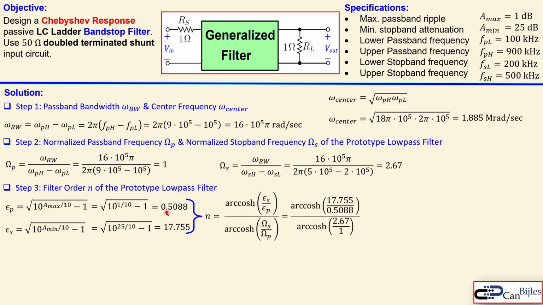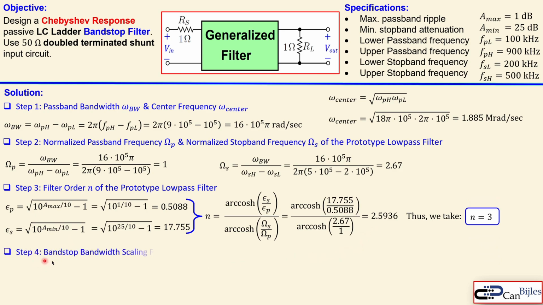When you now substitute the values we calculated in step 2 for omega p and omega s, and what we have just calculated for epsilon p and epsilon s, you now get 2.5936. But we need to use integer orders, so you cannot go to second order because that is not sufficient. So we need to go to a third order. So we need to design a third order Chebyshev response filter.